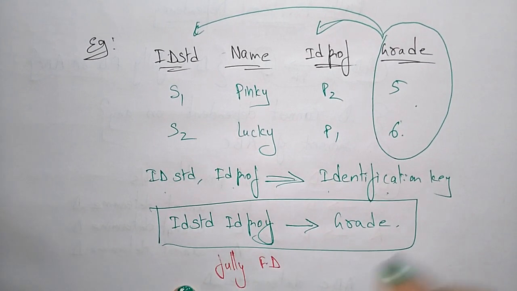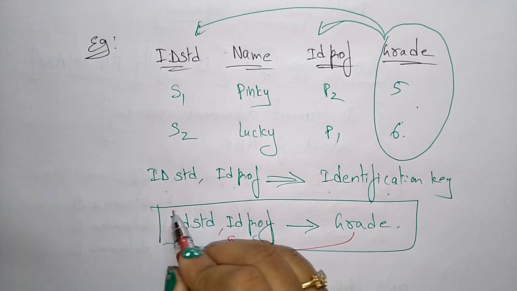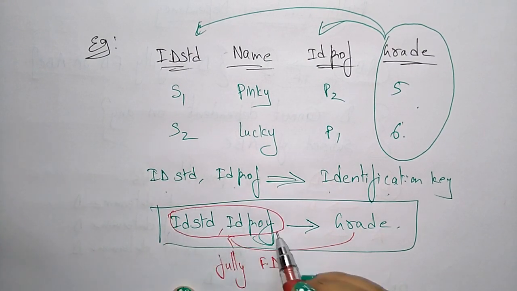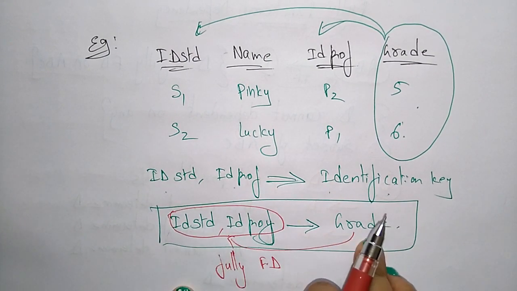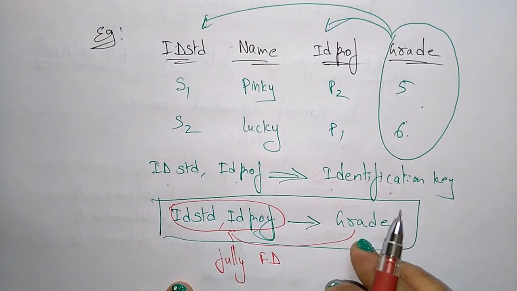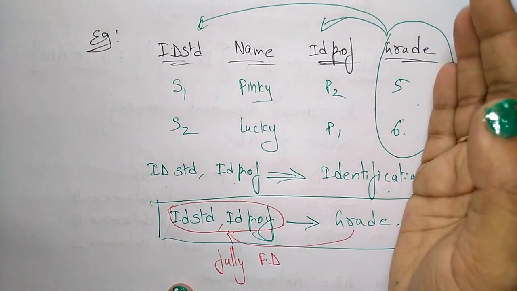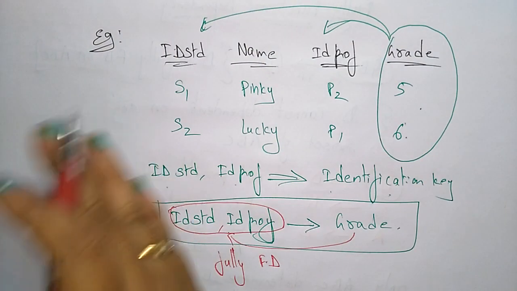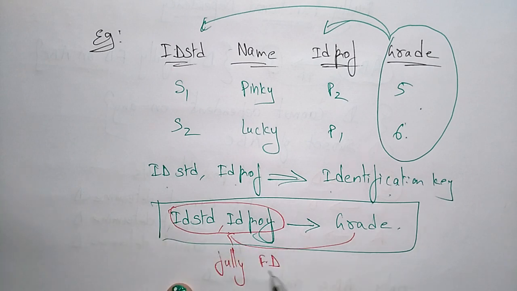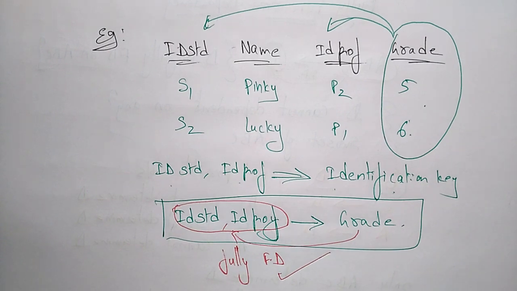Why is it fully functional dependent? Because the grade depends upon two attributes, the combination of two attributes, not only a single attribute. Whenever one attribute depends upon the combination of two or more attributes, then you can say it is fully functional dependent. So this is about fully functional dependence.